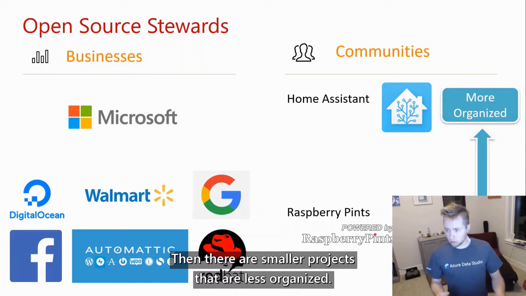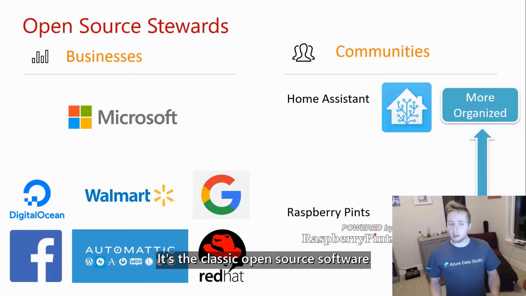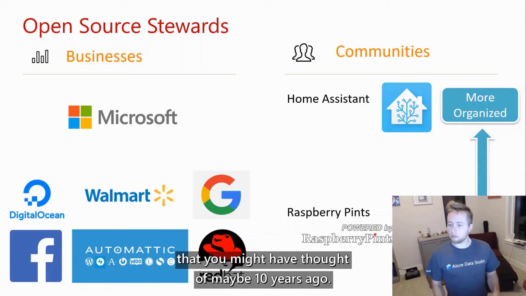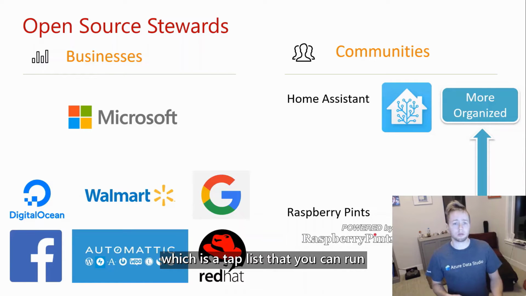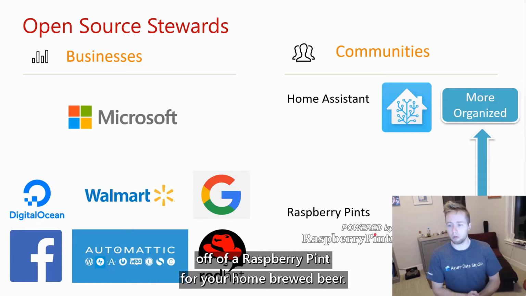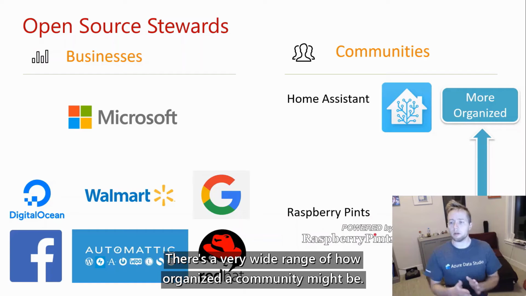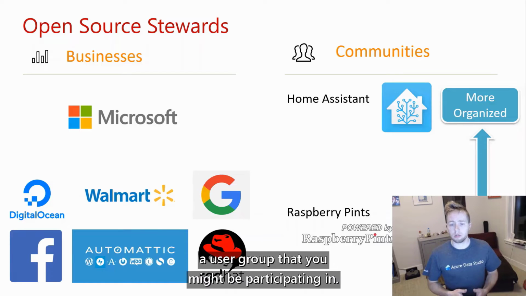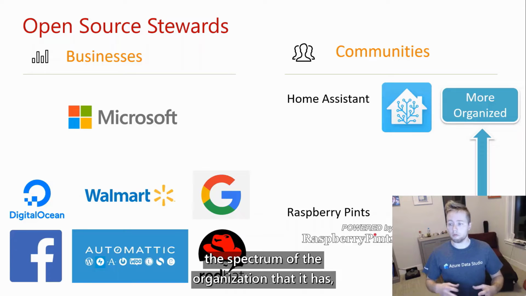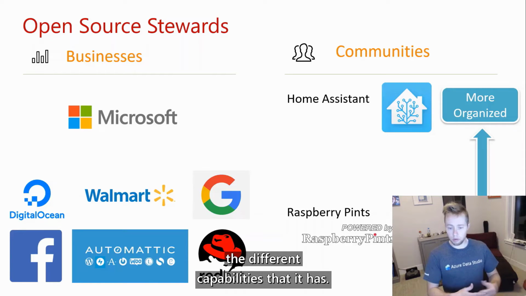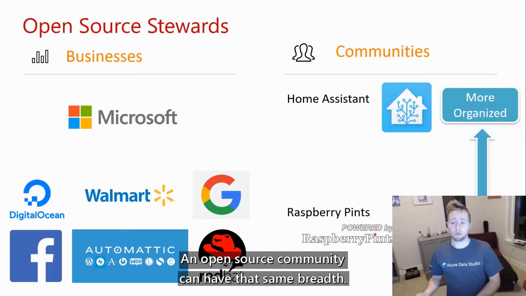Then there are smaller projects that are less organized. It's the classic open source software that you might have thought of maybe 10 years ago. An example that I have for you is Raspberry Pints, which is a tap list that you can run off of a Raspberry Pi for your homebrew beer. So there's a very wide range of how organized a community might be. Think of this as analogous to a user group that you might be participating in. It might fall somewhere along the spectrum of the organization that it has, the different capabilities that it has. An open source community can have that same breadth.